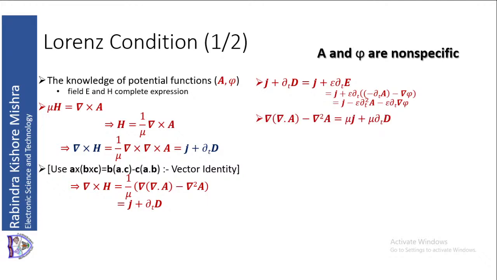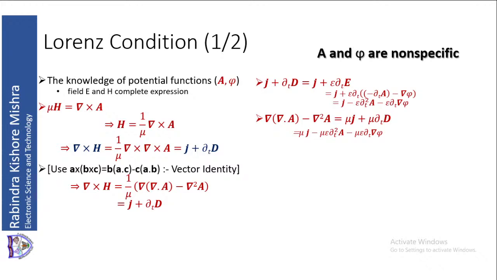We know divergence of A, just in the left hand side you can see, so gradient of divergence of A minus del square A is equal to mu J plus mu dot T D. From where we got this? Because curl H is equal to 1 upon mu into this factor, multiply on both the sides mu, that gives us this.